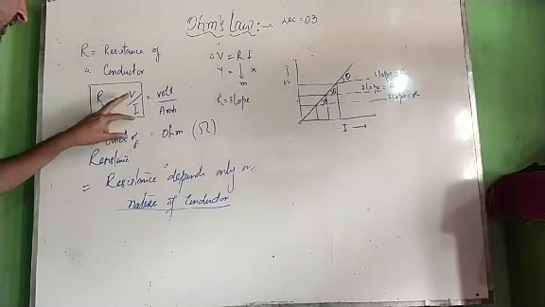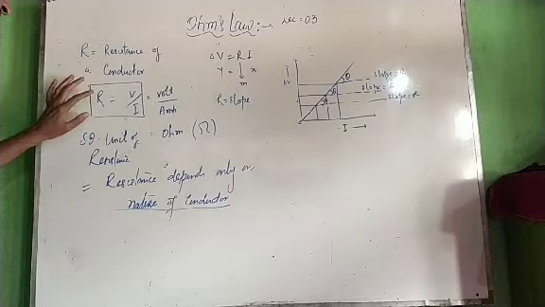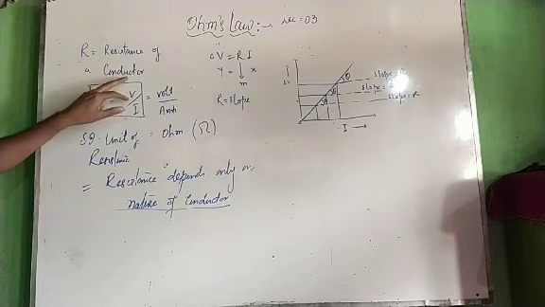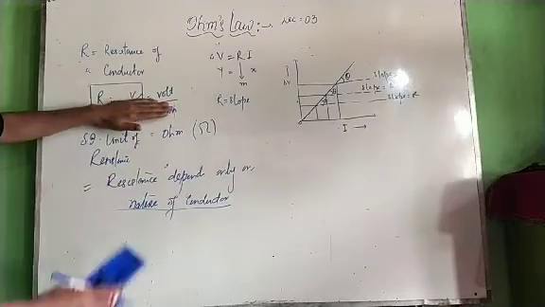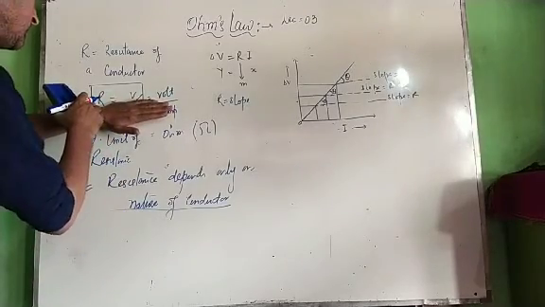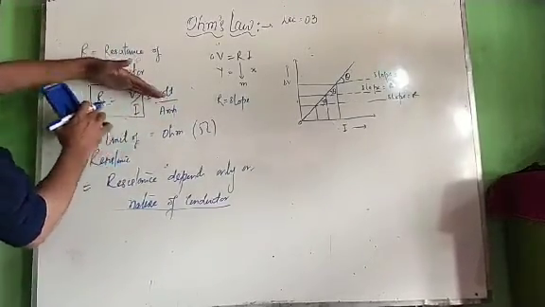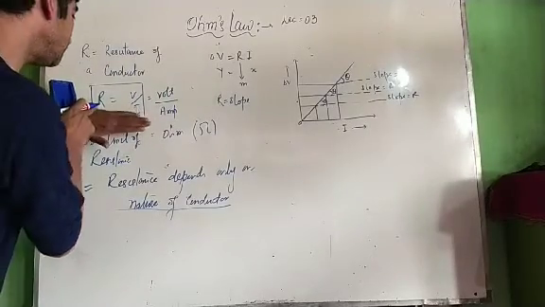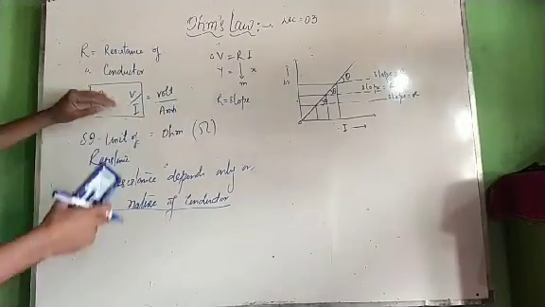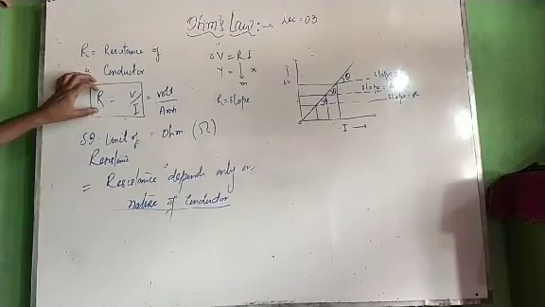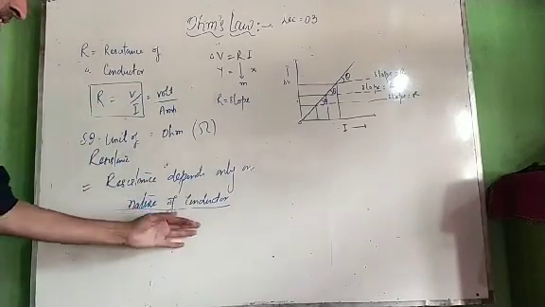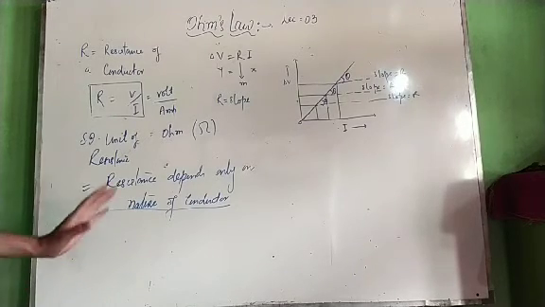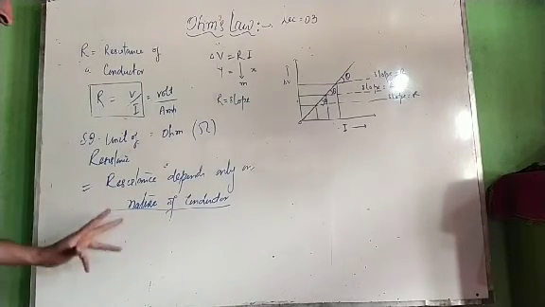Now if you double the current, what happens to the resistance? Nothing. If you increase the potential, what happens to the resistance? Nothing. If you increase the potential, resistance should increase, but this does not happen. If you increase the current, resistance should decrease, but this does not happen. Why? Because it's a property of a material. It depends upon the nature of the conductor.